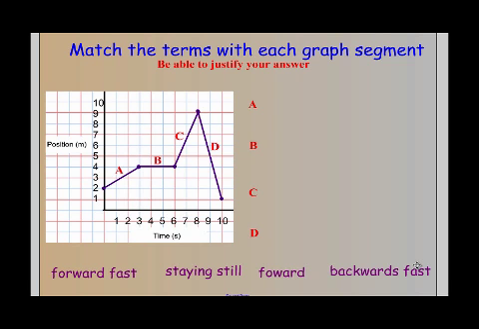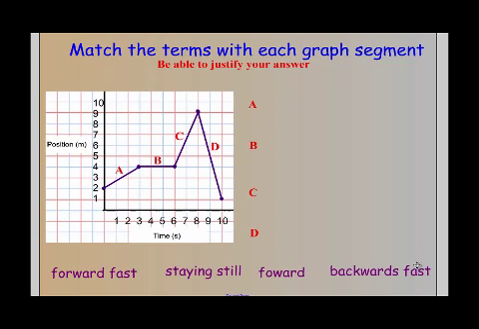So now that we know that the slope of a position time graph is equal to the velocity, let's take a look at this practice problem. The practice problem says match the terms at the bottom. So at the bottom I have these four terms or definitions, and I want to match them to different sections or segments of the graph. I have the graph labeled A, B, C, and D.